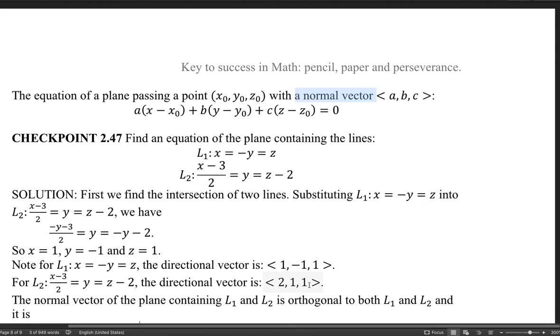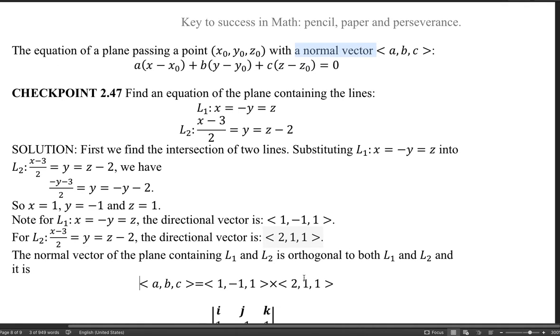And as I just said, the normal vector of the plane will have to be perpendicular to those two. So indeed, the normal vector can be found using the cross product of those two vectors. I say the normal vector is ABC. Indeed, it is a cross product of the directional vector for line 1 and the directional vector for line 2.